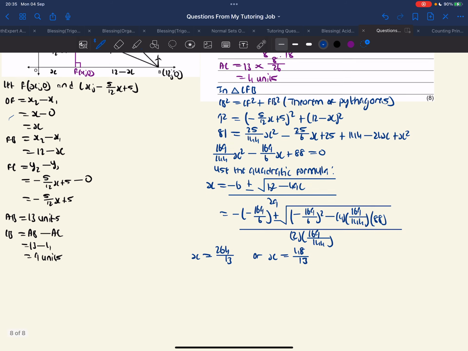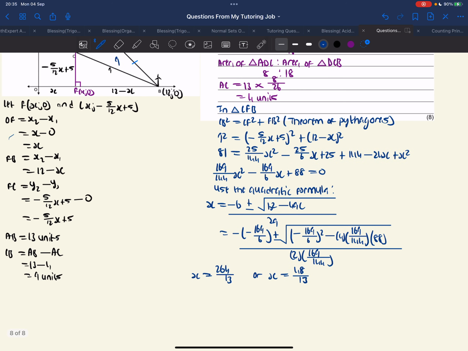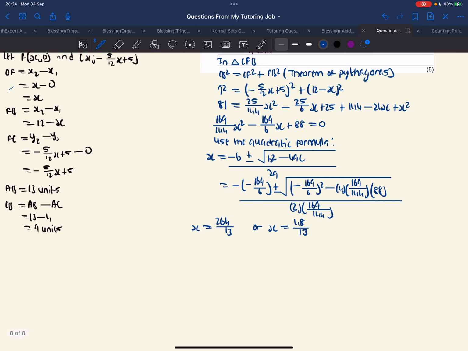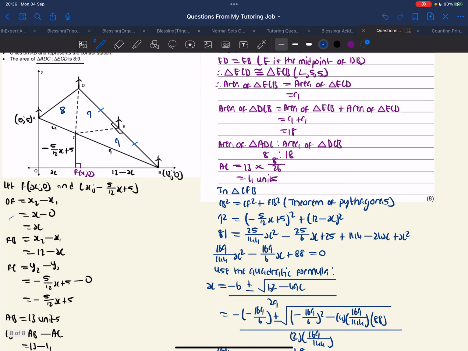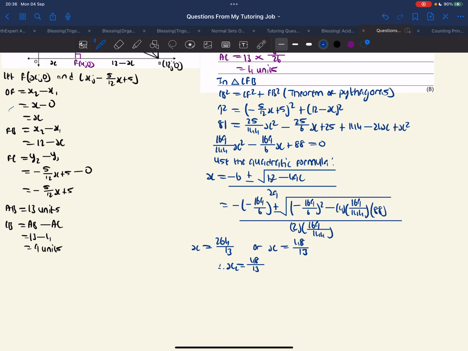Now let's check. Our value of x can't be a number bigger than 12 so far. So let's check. If you say 264 over 13, can you see that number is actually 20.30769231. But if we take 48 over 13, can you see that answer is actually smaller than 12? So that is the answer that we're looking for. So we're going to say, therefore, x equals 48 over 13. So far we know that the x coordinate of C, so xc, is 48 over 13.